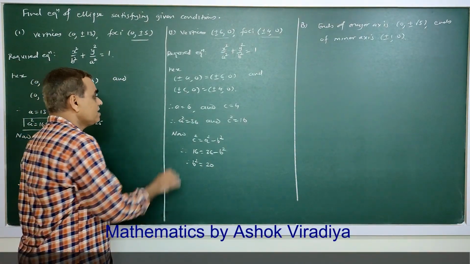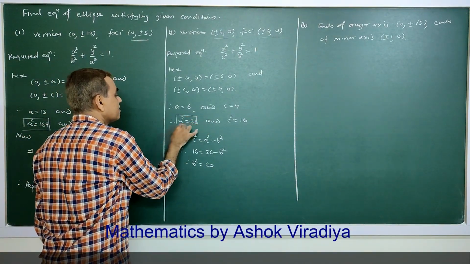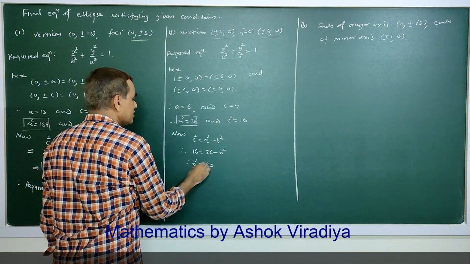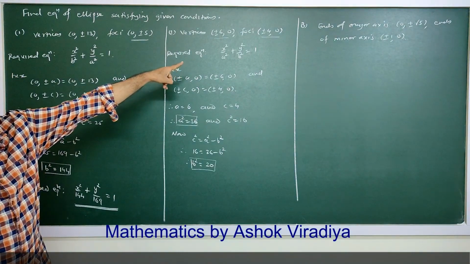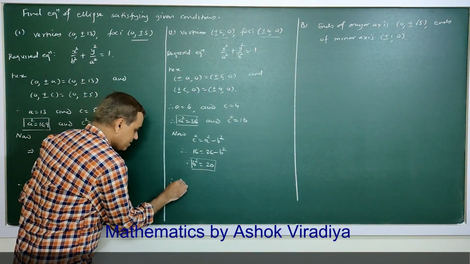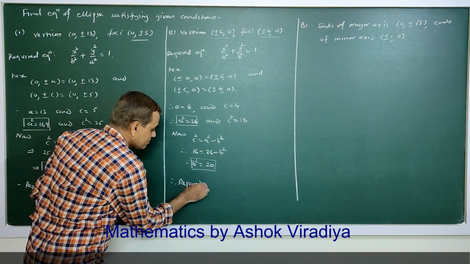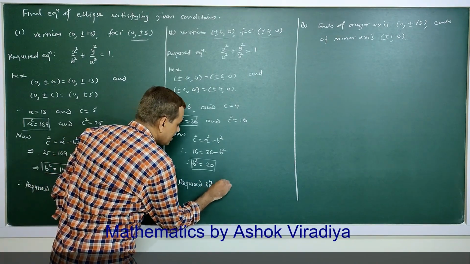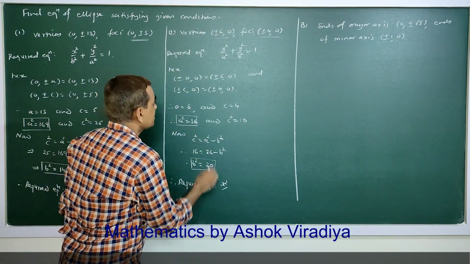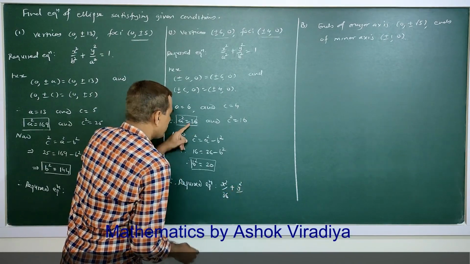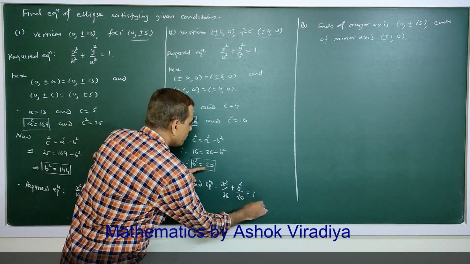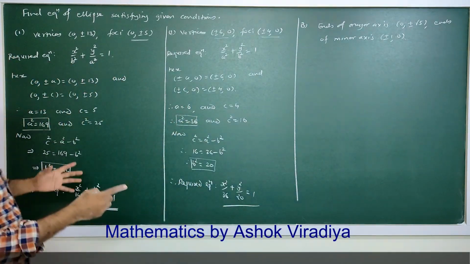So see here a square is greater, b square is smaller. Putting these values in this equation, so required equation is x square upon a square, that is 36, plus y square upon b square equal to 1. This is the required equation of ellipse.